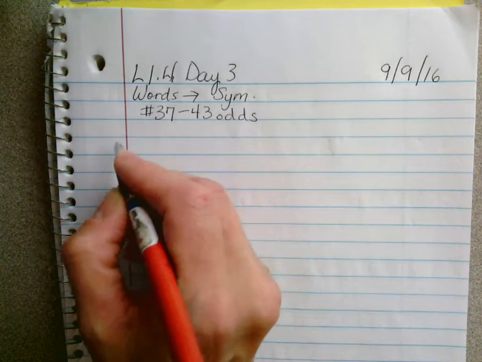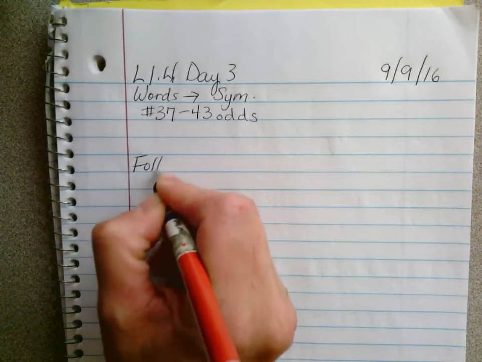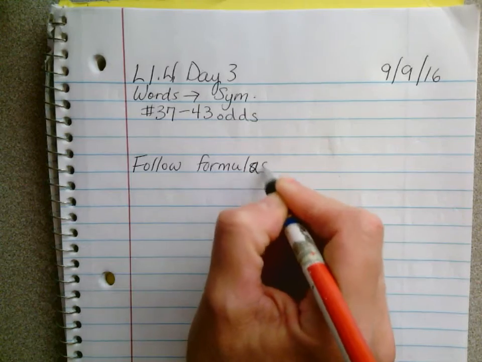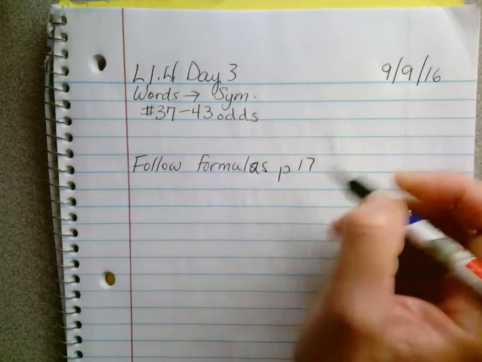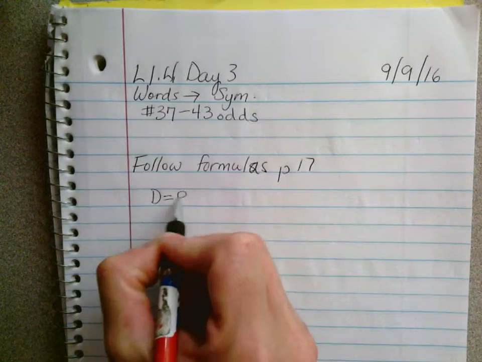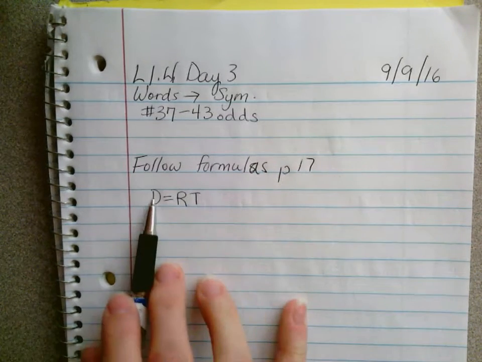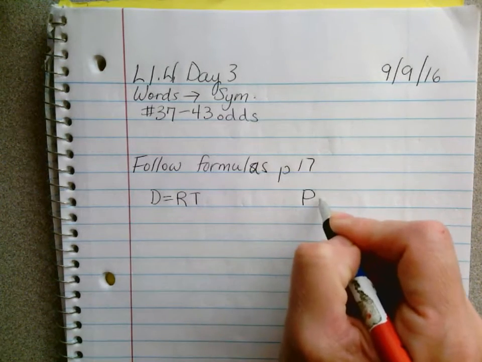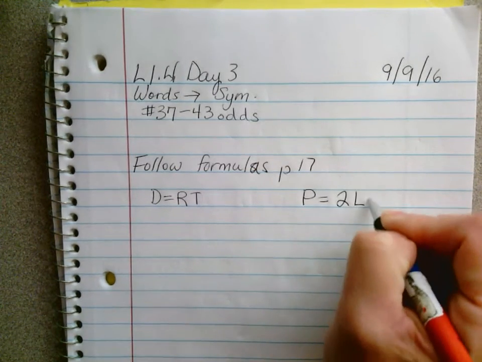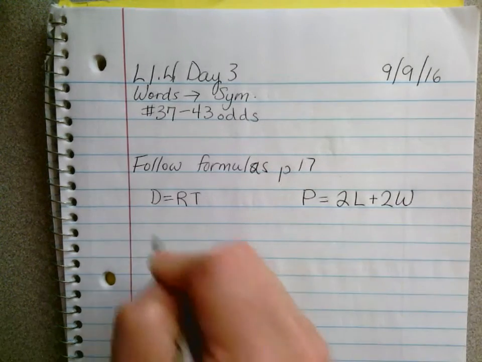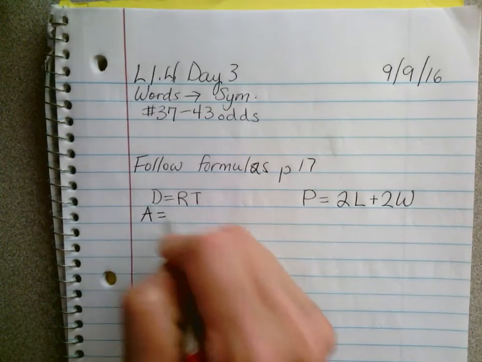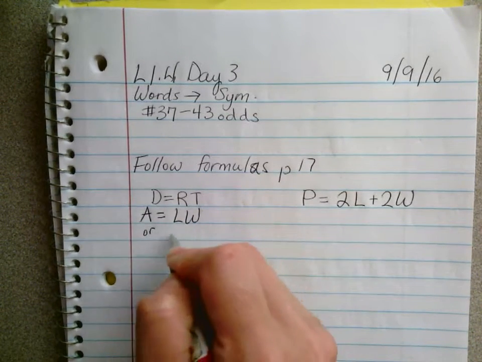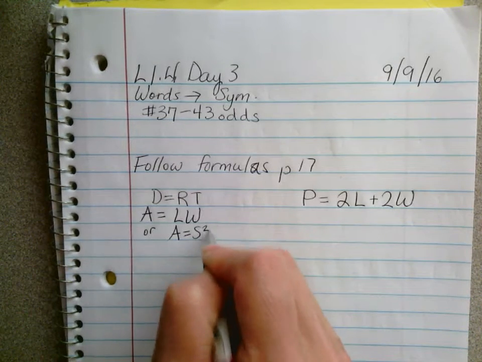It gives you the guide to follow the formulas on page 17. And that is distance is rate times time. And whatever you have, you can use it to solve for the other item. We learned perimeter is 2 of the lengths added to 2 of the widths. We learned area is equal to length times width, or if it's a square, area is equal to side squared.